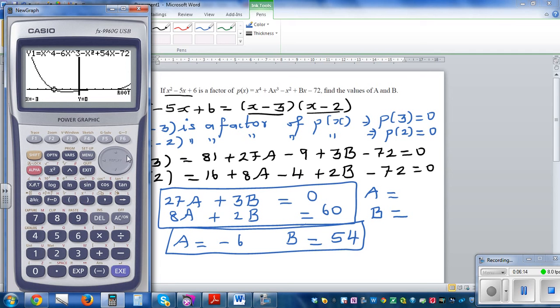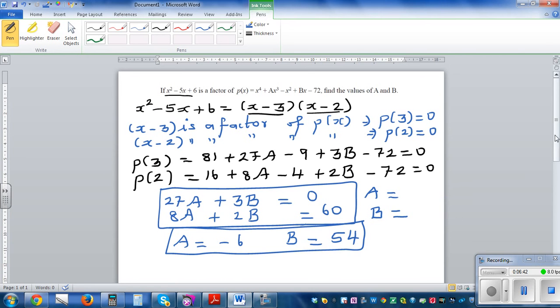One is -3, the other is 2. You got 3 here, and 3 and 2. 2 and 3, that's what we wanted. So the roots are 2 and 3. So when we say x minus 3 and x minus 2 are the factors, if you want to draw the sketch of this graph, you got -3, 2, 3, and 4.